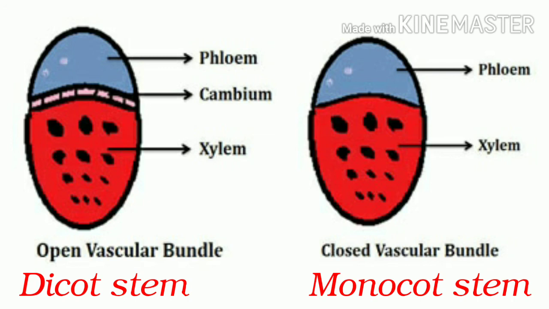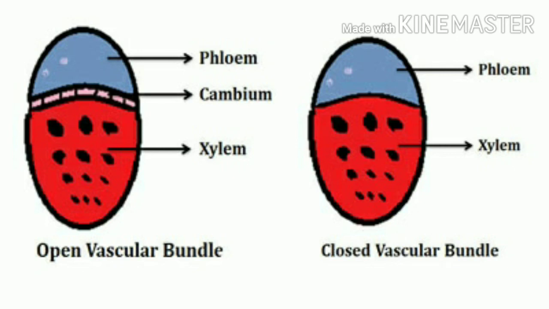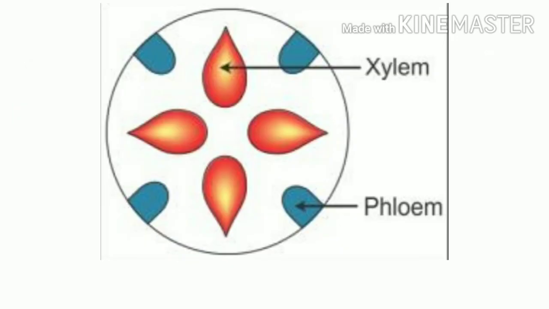In case of monocots, the vascular bundles do not possess cambium. Hence, since they do not form secondary tissues, they are referred to as closed type of vascular bundle. When xylem and phloem within a vascular bundle are arranged in an alternate manner, that is, one xylem patch and then a phloem patch, this arrangement is called radial. Such arrangement is seen in the roots.